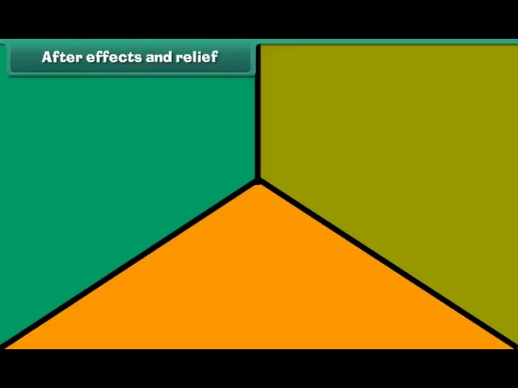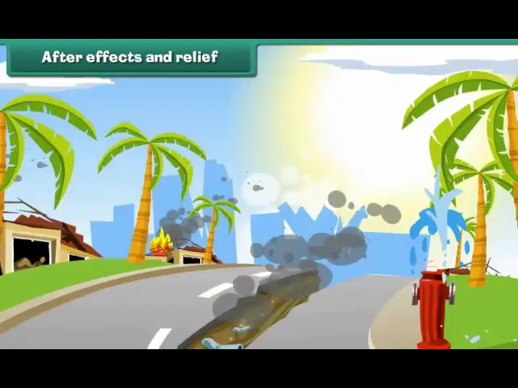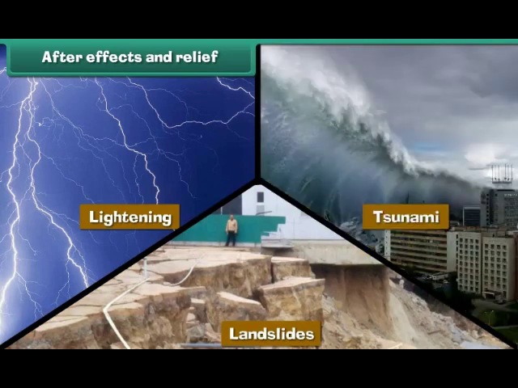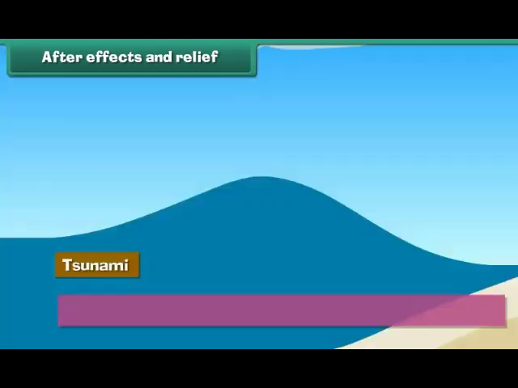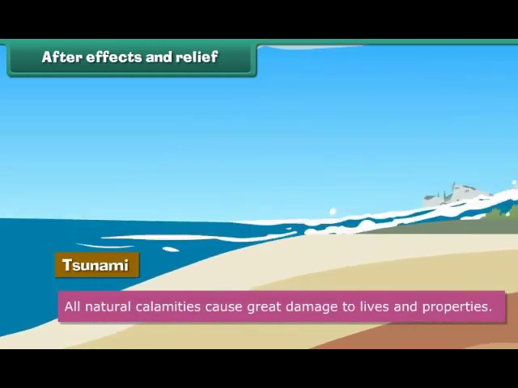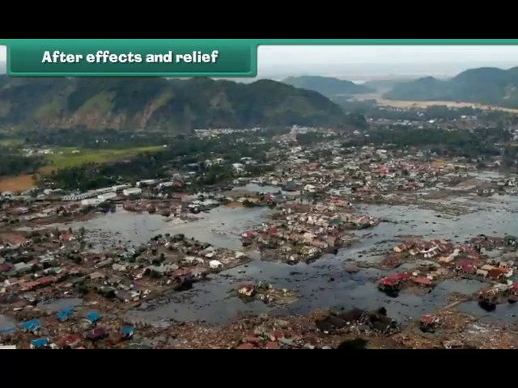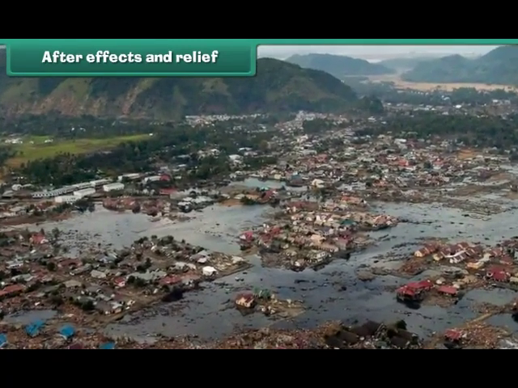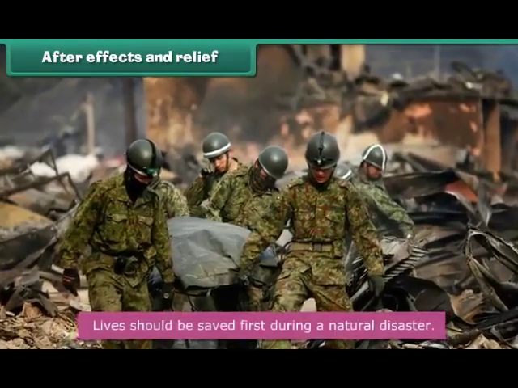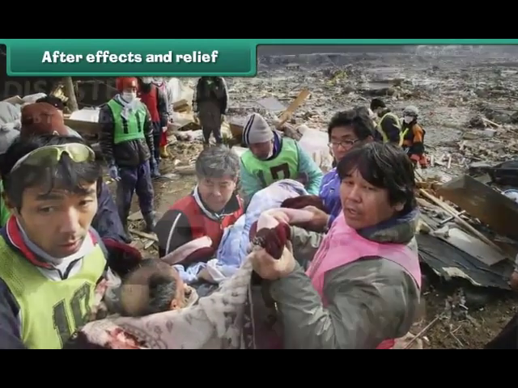After effects and relief. Floods, droughts, storms, earthquakes, lightning, landslides and tsunami, all are natural calamities. They cannot be prevented. They cause great damage. This results in tremendous losses. It is very important to remember that when such calamities occur, lives must be saved first, and only then should an attempt be made to prevent damage to other important things.